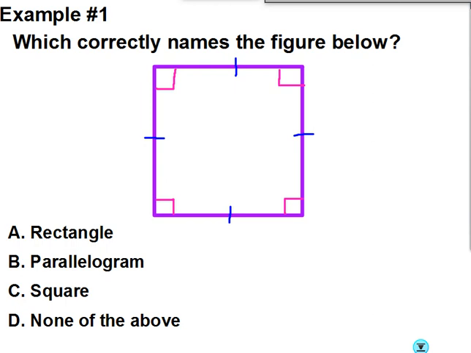Please write the next couple examples down and complete them. Example number 1. Which correctly names the figure below? A. Rectangle, B. Parallelogram, C. Square, or D. None of the above.